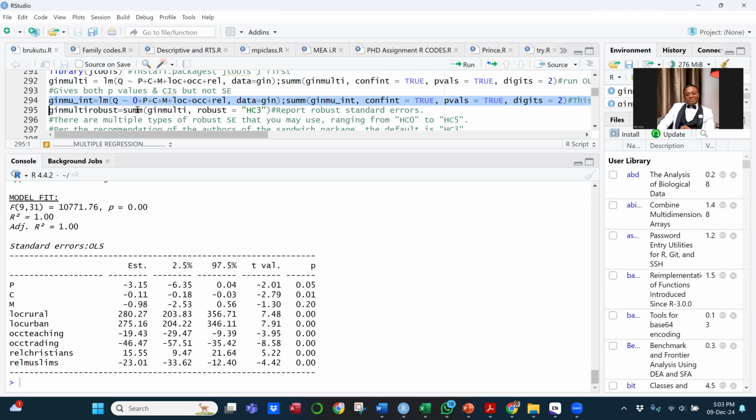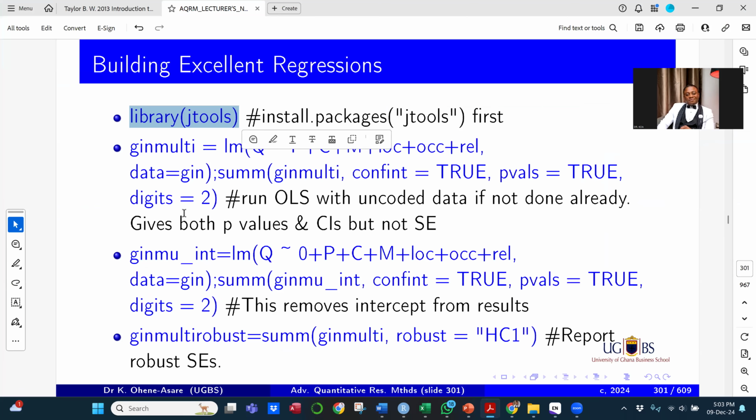But then we look at the write-up. If you want to exclude the intercept, instead of starting with P, you start with 0 plus P, which means you want the intercept to be 0. When you start with 0 plus P, you have it here in your formula. It means that you want the intercept to be 0. And then you can run your result.